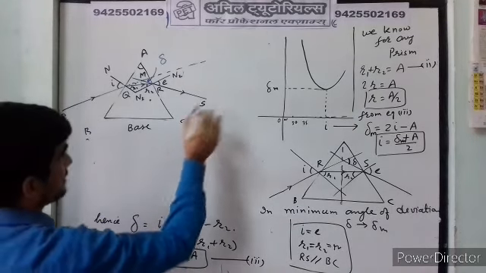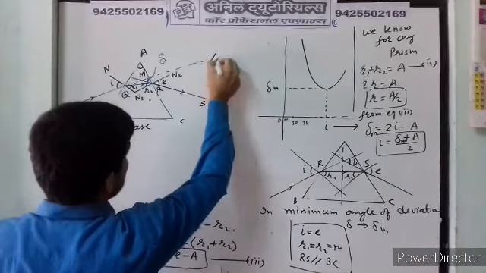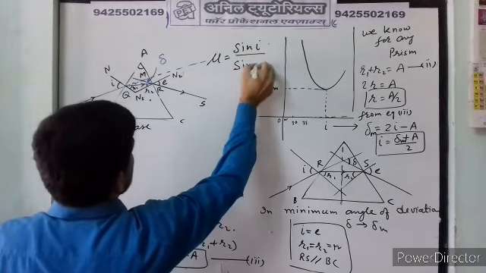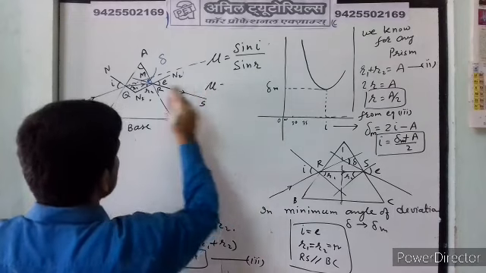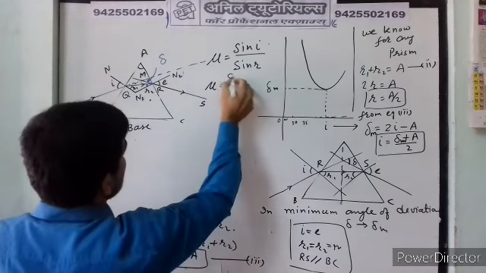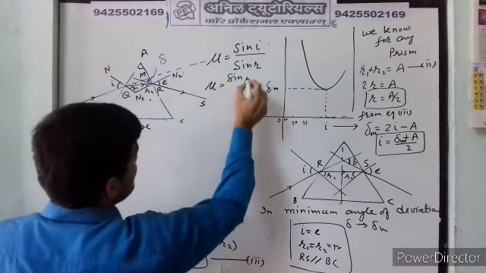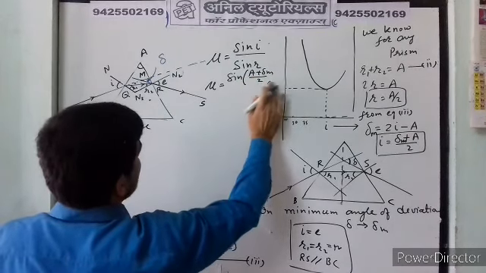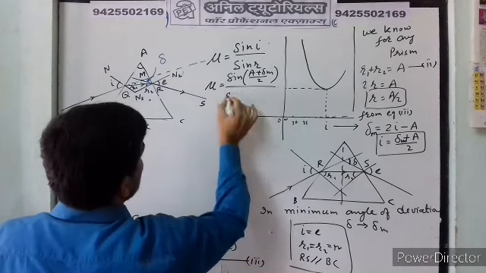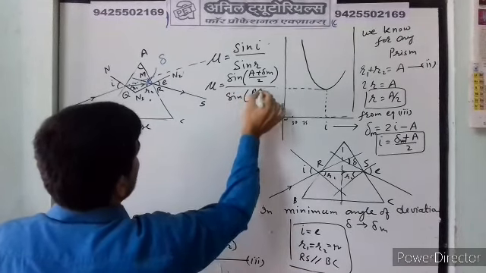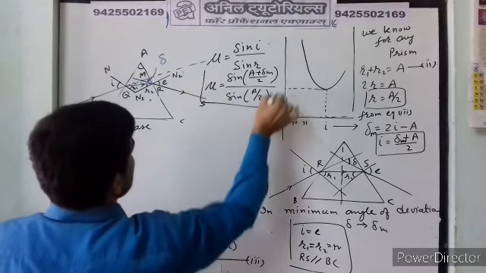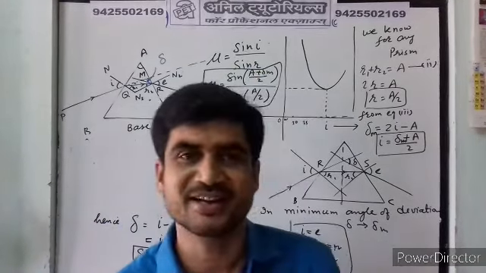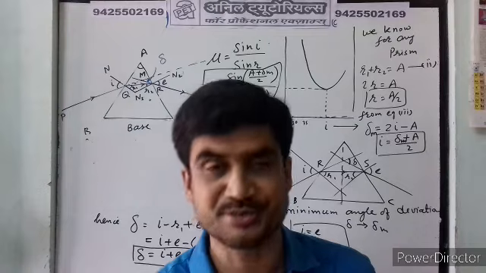See, earlier we have seen that mu is equal to sin i upon sin r. So we get mu of this medium is equal to sin of (A plus delta m) by 2, divided by sin of A by 2. This is the formula by which you can get the refractive index of the prism.